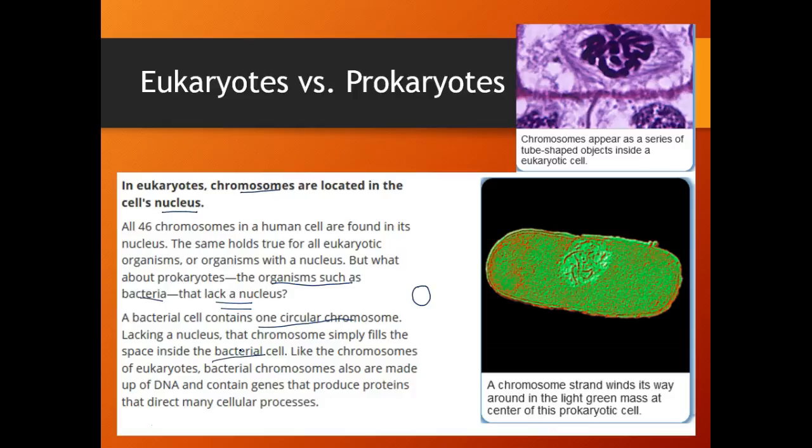However, that doesn't mean that it doesn't make any proteins or doesn't go through a lot of the cellular processes that a eukaryotic cell does. It still is able to make proteins for the cell that direct many of its cellular processes.